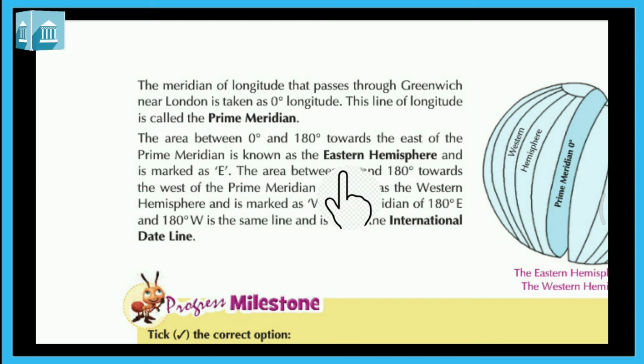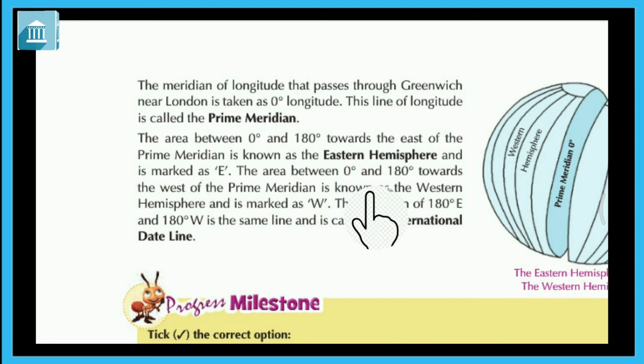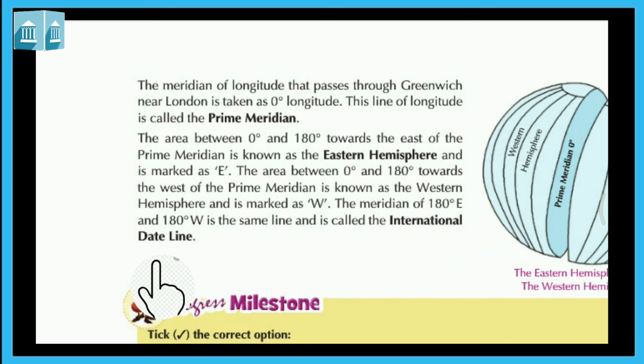The area between 0 degree and 180 degree towards the east of the prime meridian is known as the eastern hemisphere and is marked as E. The area between 0 degree and 180 degree towards the west of the prime meridian is known as the western hemisphere and is marked as W. The meridian of 180 degree east and 180 degree west is the same line and is called the international date line.